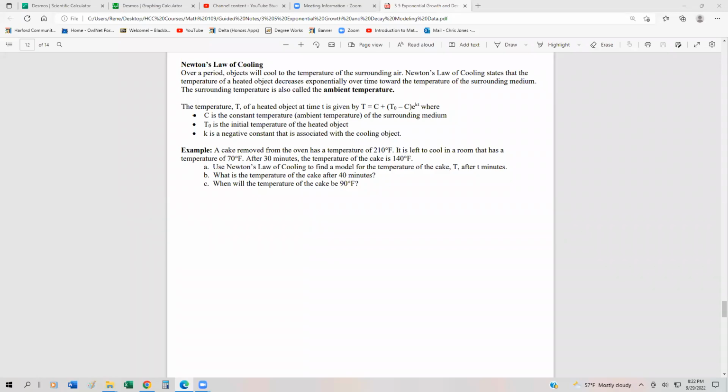The last application we're going to look at for these exponential and logarithm models are going to be Newton's law of cooling sort of scenarios. So Newton's law of cooling suggests that over a period of time, objects are going to cool, and that what we can do is use this relationship that the temperature T is going to be equal to C plus (T sub naught minus C) e to the KT, right?